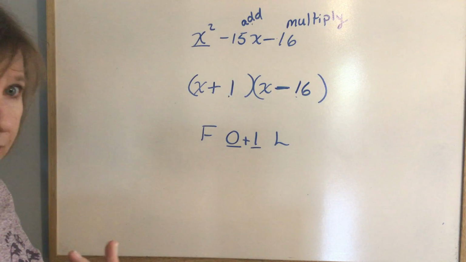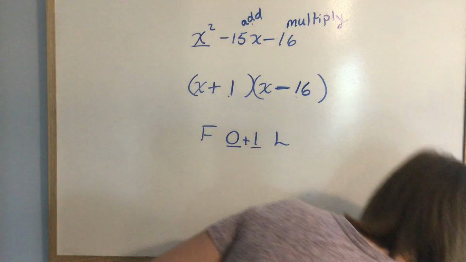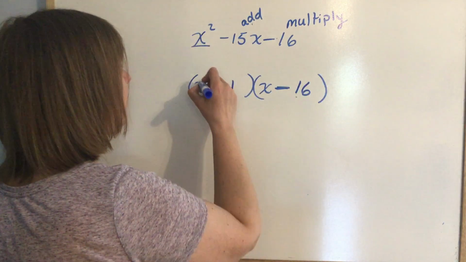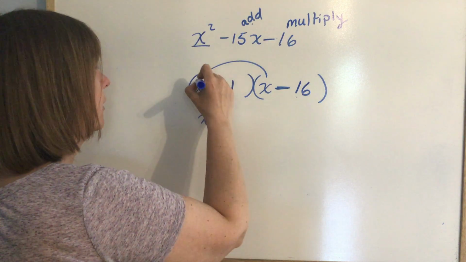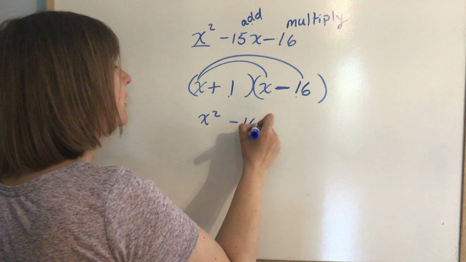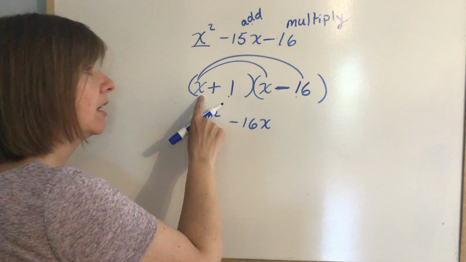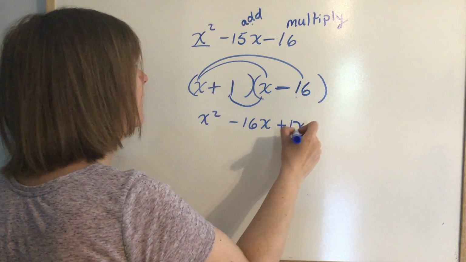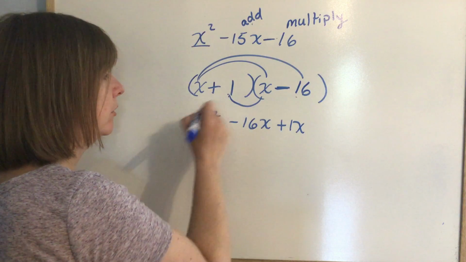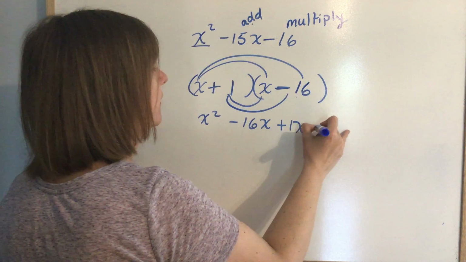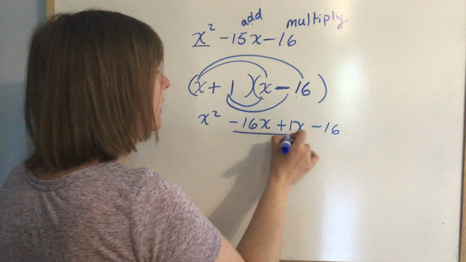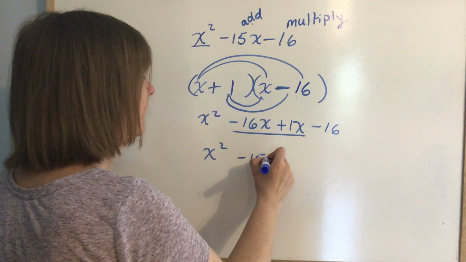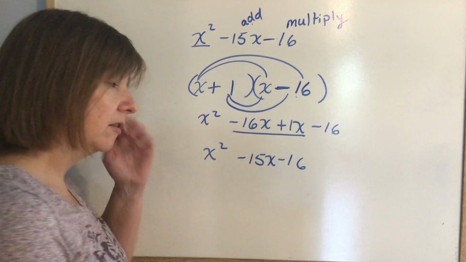And some people say, well, why is there an x on it? Think about it. If we were to do FOIL with this, my firsts would be x squared. My outsides would be negative 16x because it gets multiplied with this. My insides would be plus 1x because the 1 gets multiplied with the x. And then 1 times negative 16 would be negative 16. Now when I simplify, negative 16 plus 1 is negative 15x minus 16.